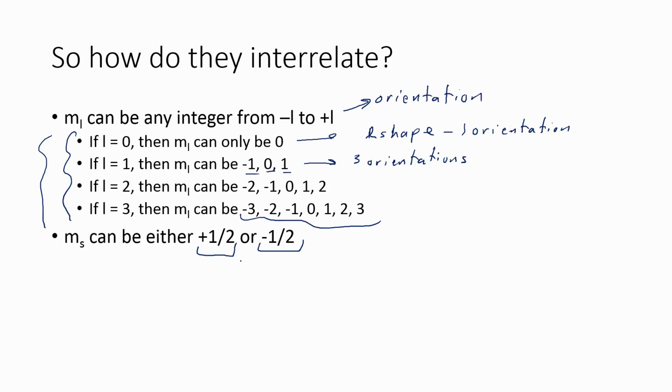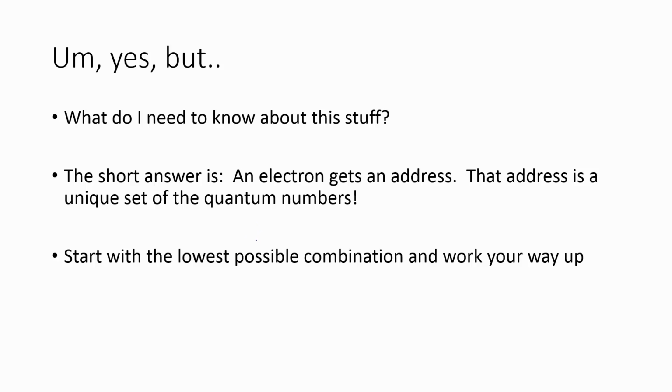Alright, so yeah, but what do you really need to know about this stuff, right? Well, what you need to know is that an electron basically gets an address of where it is in space, in terms of exactly where it's occupying. And we can only have one electron for each unique set of quantum numbers, so each location in space. So we have to build up a series of these numbers starting from the lowest possible combination, and that will designate where in space we are actually likely to find the electrons.